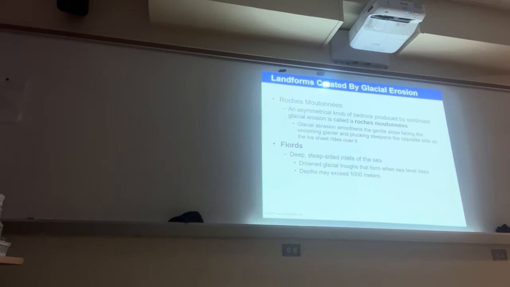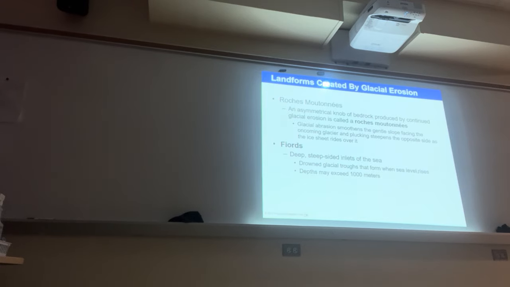Another thing we have are something called roches moutonnées, which are asymmetrical knobs of bedrock produced by continued glacial erosion. This happens because the glacial abrasion is going to smoothen the gentle slope facing the oncoming glacier, and then it plucks from the back end, so it creates sort of this asymmetrical mound on the ground.